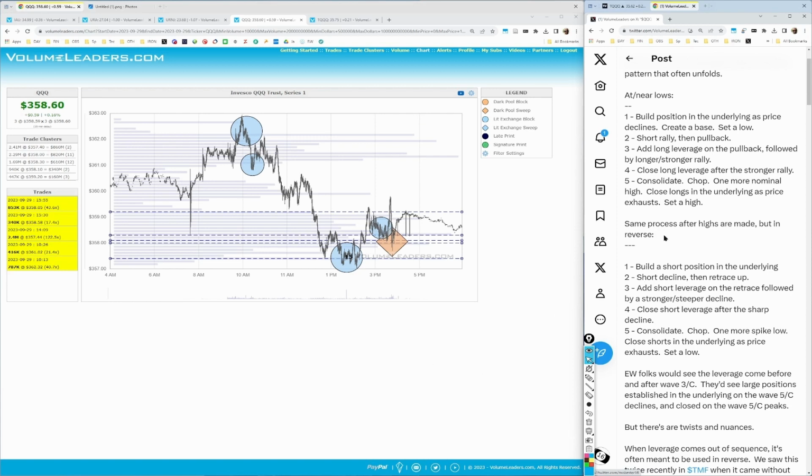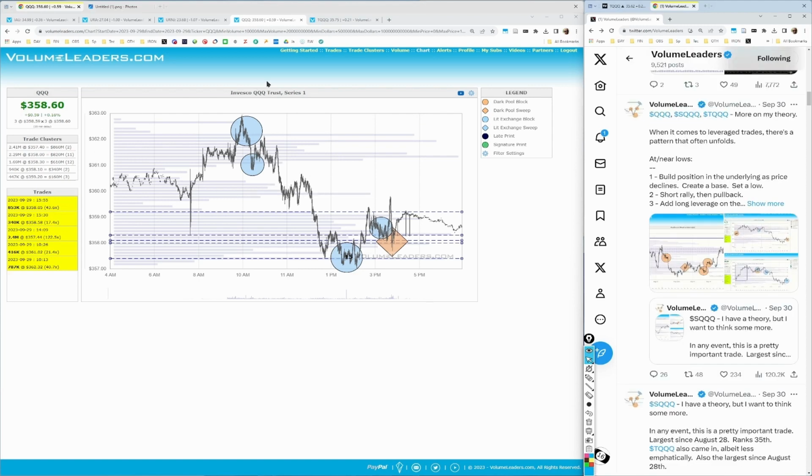So if we come across and we look where I've got two symbols up here, I've got the QQQ and the TQQQ. They have a habit of moving money in both of those, as well as other instruments related to the tech stocks. So let's have a look. This is an intraday chart, so this is over the course of Friday.